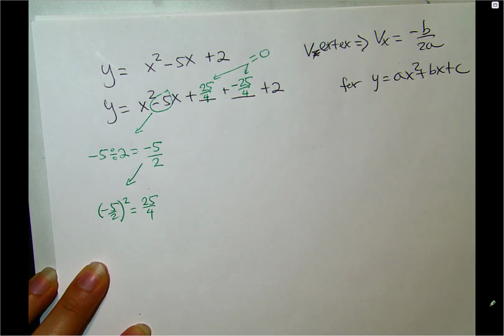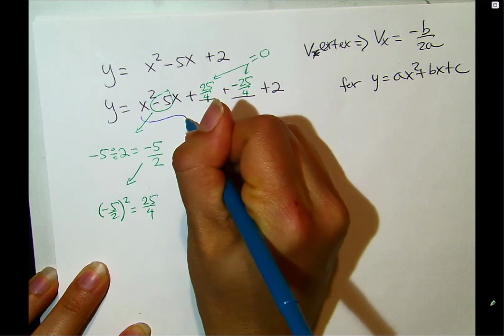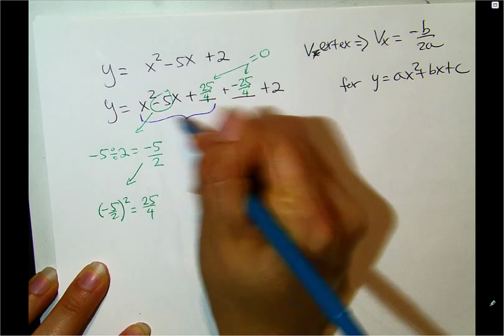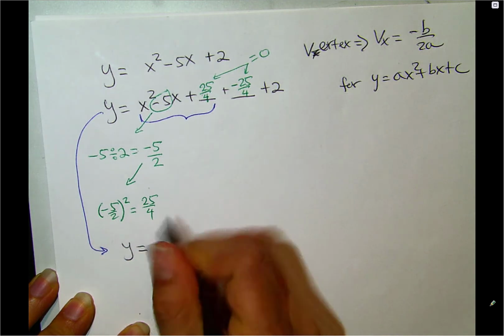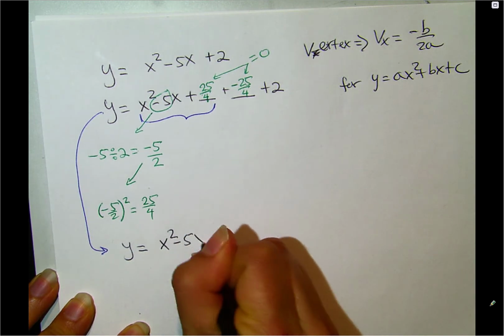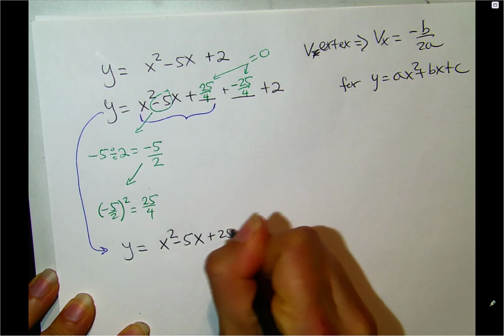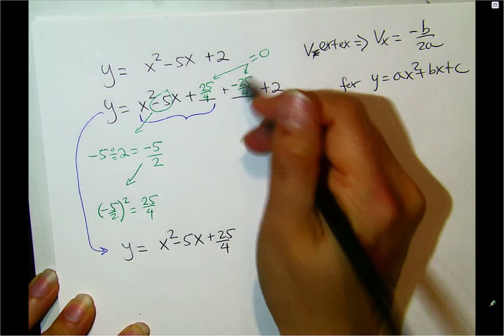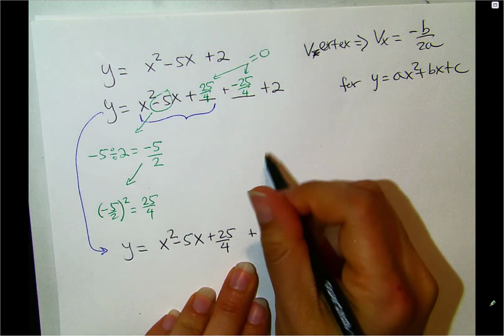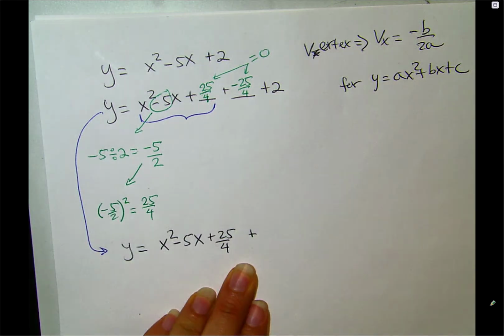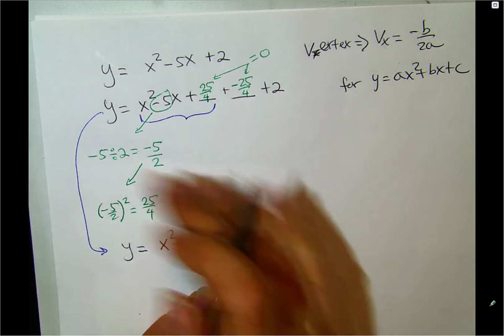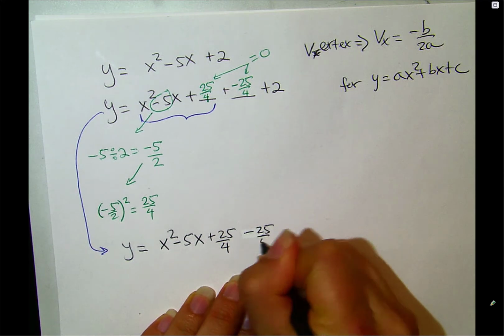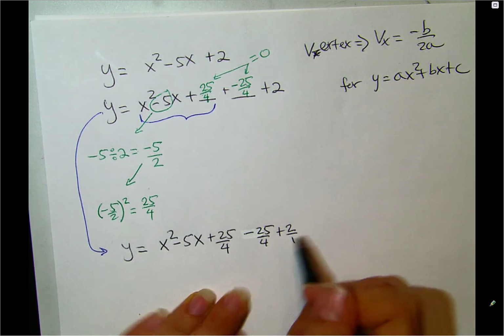So now we focus on the first three terms. So I'm going to have y equals x squared minus 5x plus 25 over 4, and then, well, I guess I could have factored it. So I'm going to have negative 25 fourths plus 2. I'm going to write 2 as 2 over 1 because I need a common denominator.